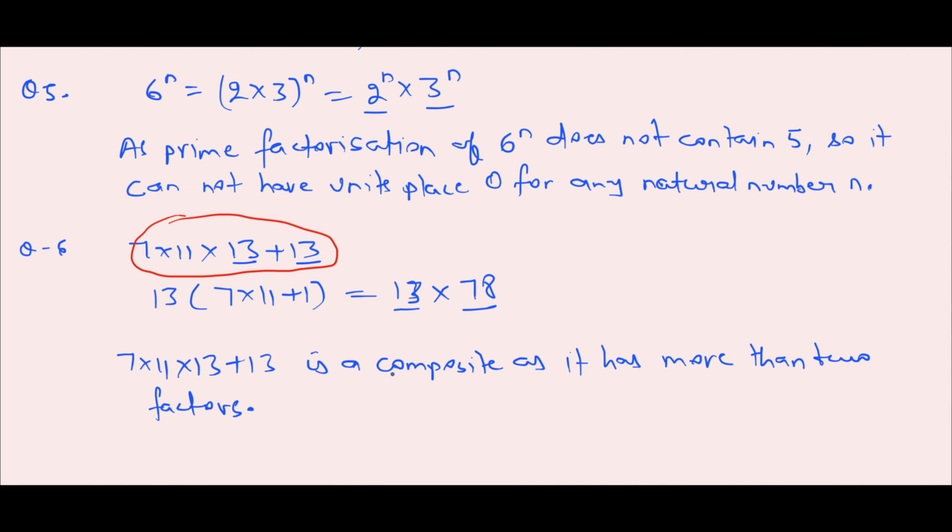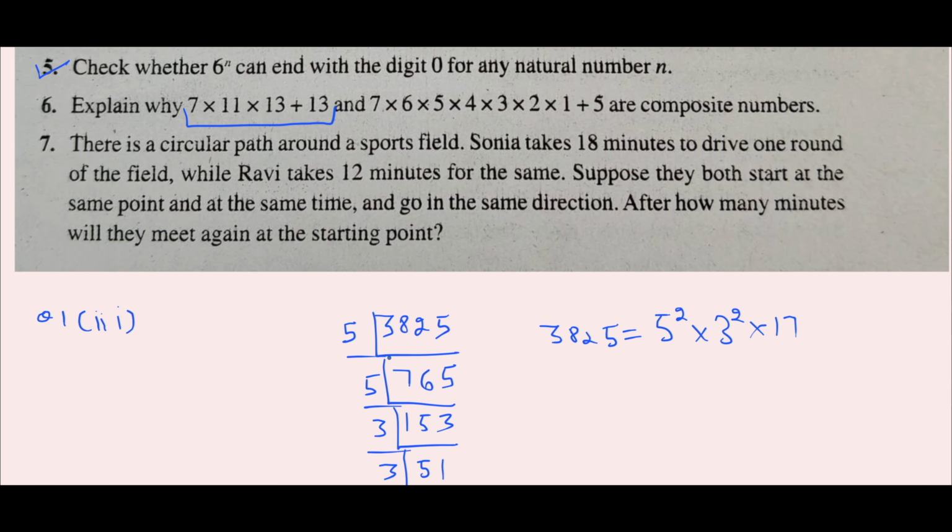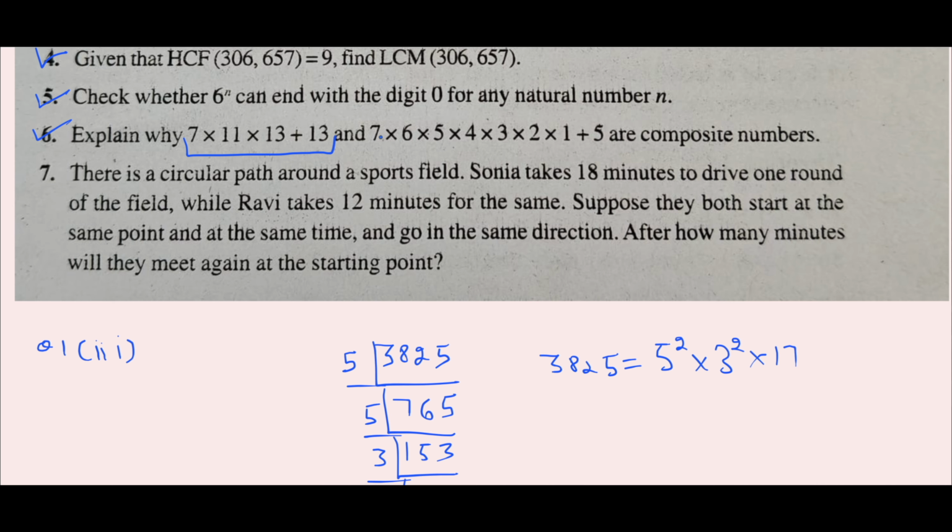Now, question number 7. The next part of this question, you can try by yourself. Question number 7 is, there is a circular path around a sports field. Sonia takes 18 minutes to drive one round of the field, while Ravi takes 12 minutes for the same. Suppose they both start at the same point and at the same time and go in the same direction. After how many minutes will they meet again at the starting point?